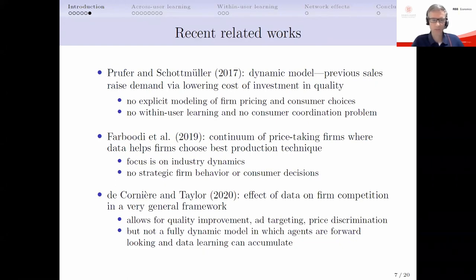There are more recent works which are more directly related to data-enabled learning. I don't have time to go through the papers and talk about the specific differences, but the main difference is that we believe ours is the only one that has a fully dynamic model with forward-looking agents and where data learning accumulates.